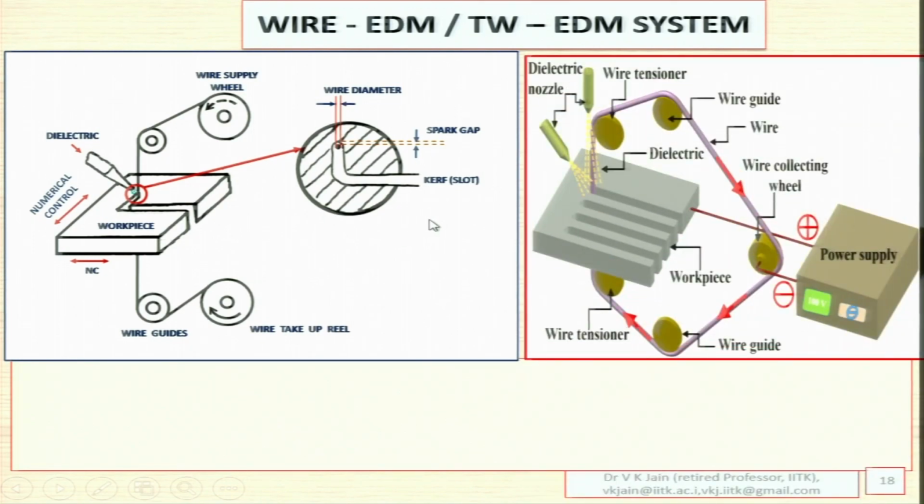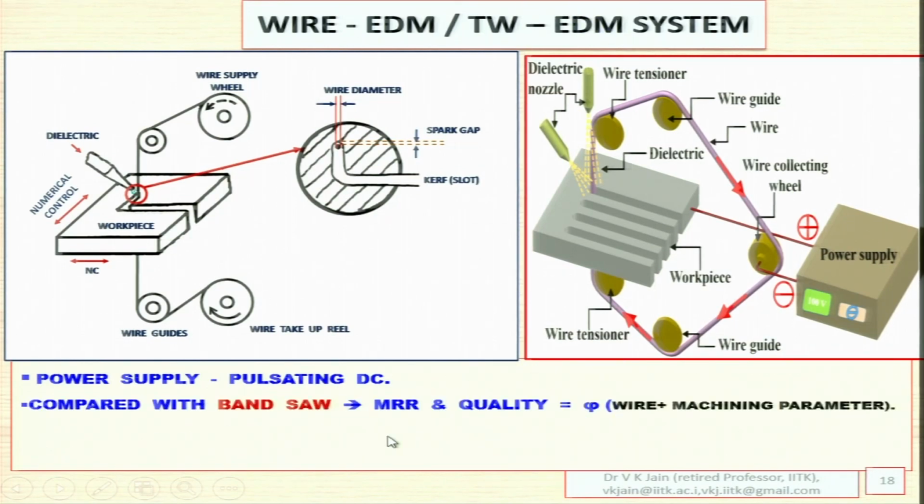This is another view for the same thing, consisting of dielectric, wire guides, etc. Power supply is there, workpiece is here, and these are the kind of slots that are machined on the workpiece by wire EDM system. Power supply is pulsating DC. Then you can compare it with a band saw.